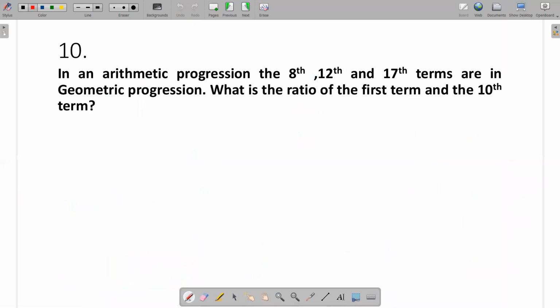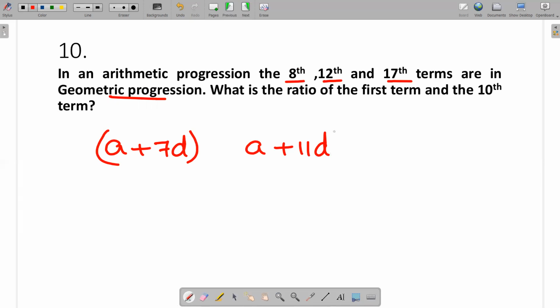So let's go to the next question, question number 10. It is given that in an arithmetic progression, the 8th, 12th, and 17th terms are in geometric progression. So what is the 8th term of the arithmetic progression? That is A plus 7D. What about the 12th term? The 12th term is A plus 11D. And the 17th term is A plus 16D. We can see that these three terms are in geometric progression.